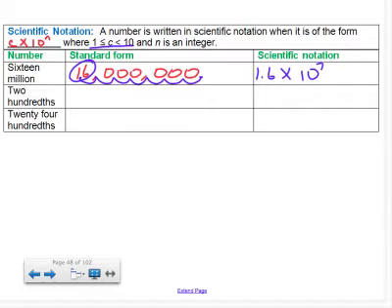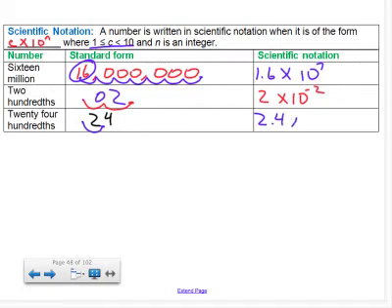So 2 hundredths in standard form is 0.02. For this one, it's got to be between 1 and 10, so I have to move the decimal point 2 units to the right. I end up with 2 times 10, and I moved it to the right, so that's negative 2, because my original number is smaller than the 2. 24 hundredths is 0.24, same idea, except now I only have to move it 1 decimal point over. So now it's 2.4 times 10 to the negative 1.